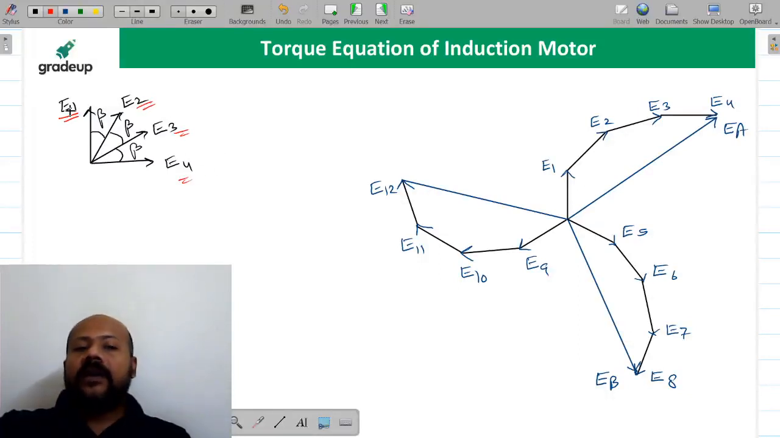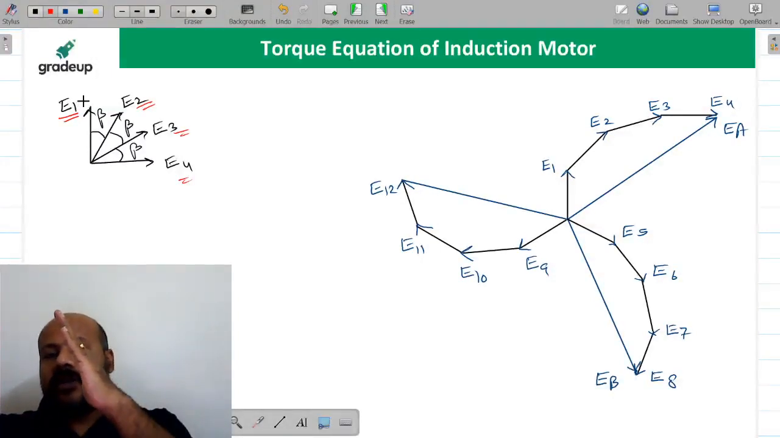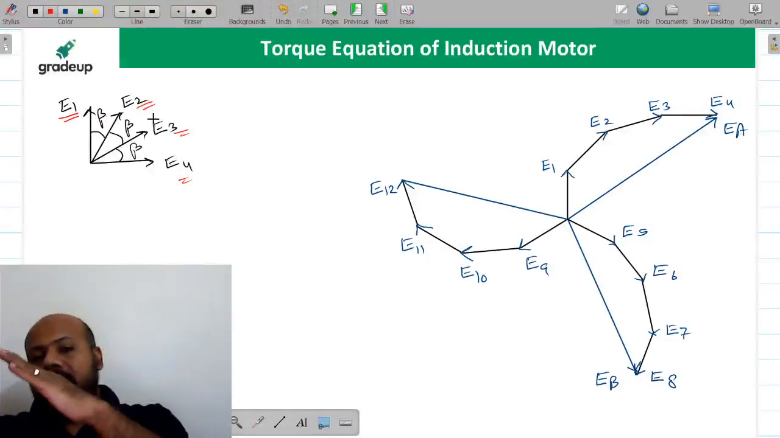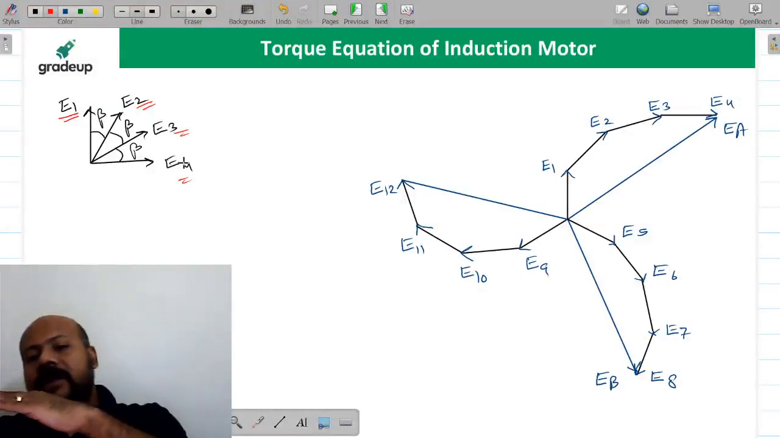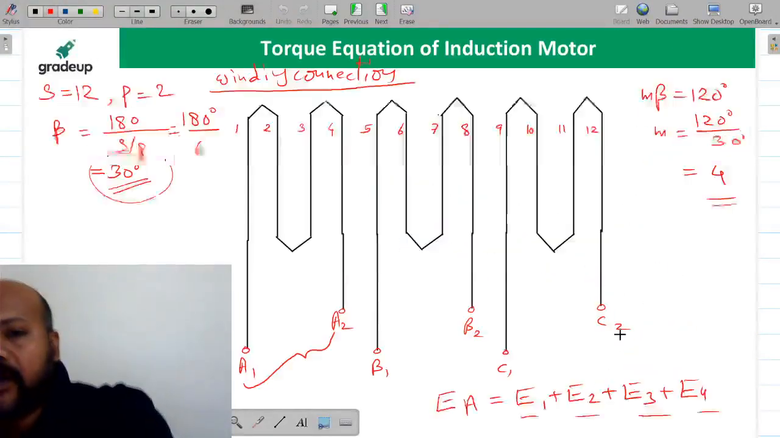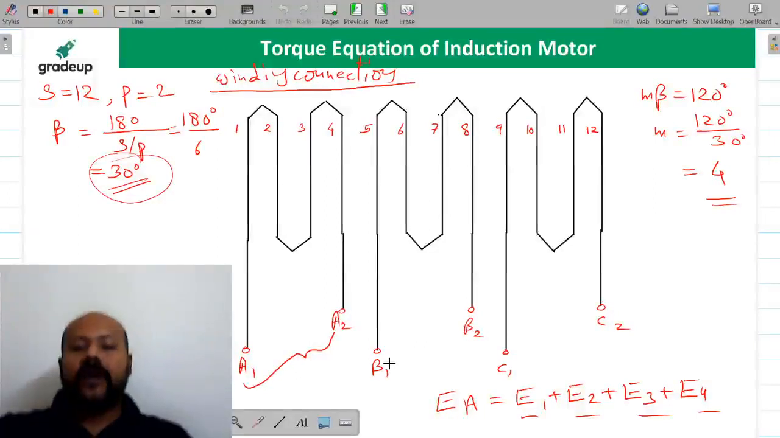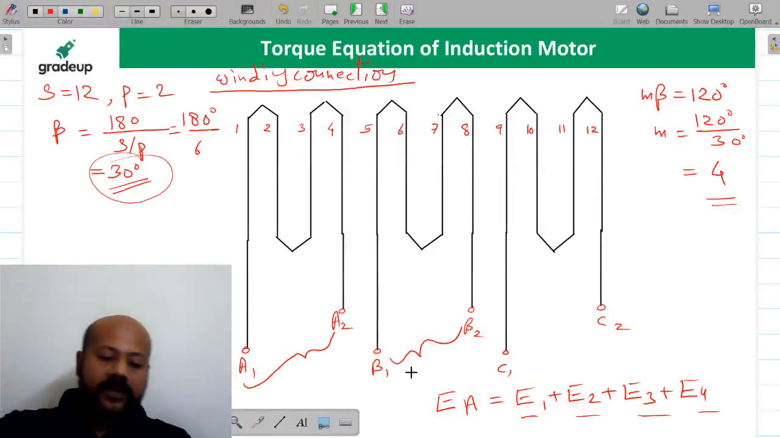So E1 is if vertical, then E2 is going to be 30 degree slot angle, E3 is again 30 degree slot angle, E4 is again 30 degree slot angle. And if you have a phasor sum of E1, E2, E3, E4, then it is going to give you A phasor. Similarly, if you are going for B phasor, then you can observe from here E5, E6, E7, E8. You add them up and you are going to get B phase.